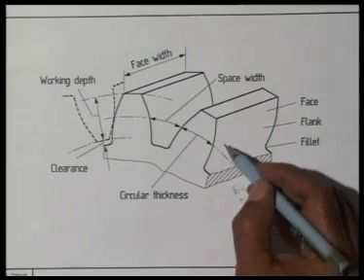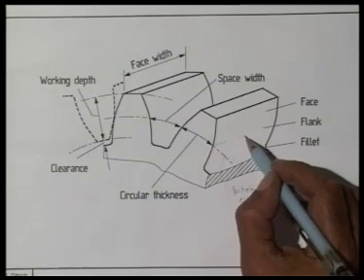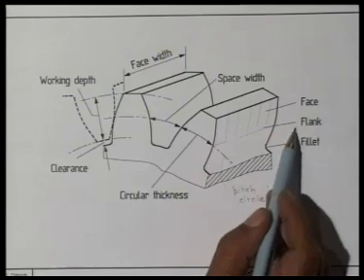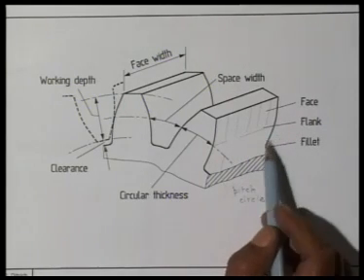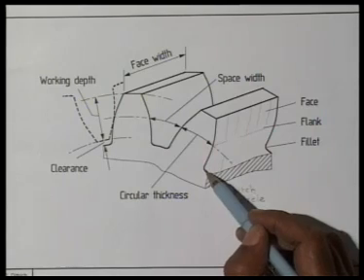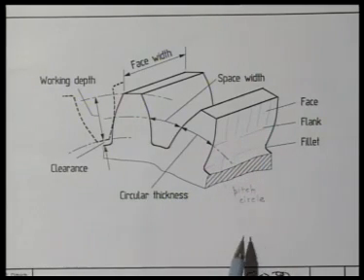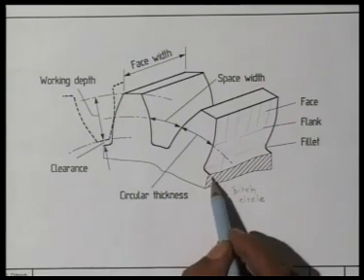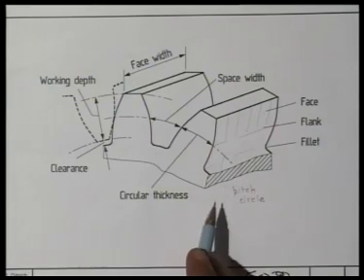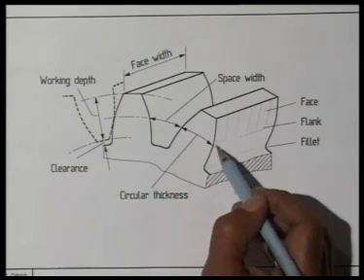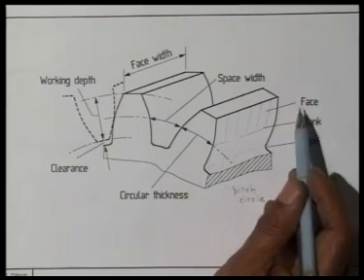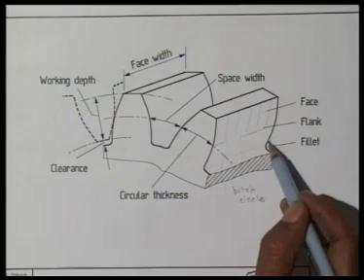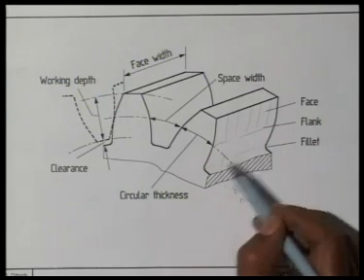On the face of the gear, the portion above the pitch circle is called the face, and below this pitch circle is called the flank. And as you see, there is a little fillet to connect to the body or the blank of the gear. The portion above the pitch circle level is called face, below this is called flank, and the flank is connected to the body of the gear through a fillet.